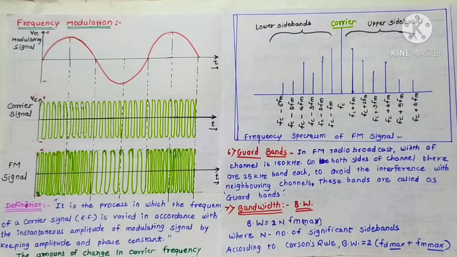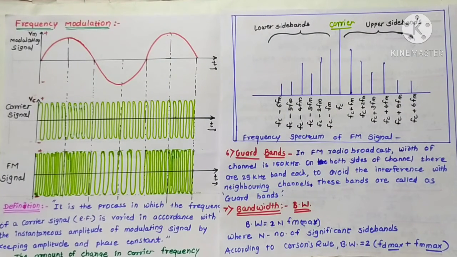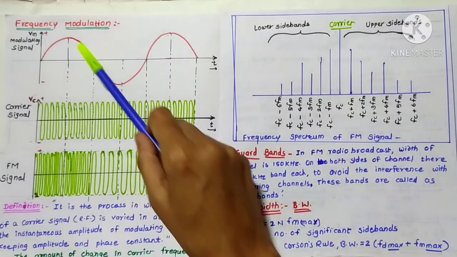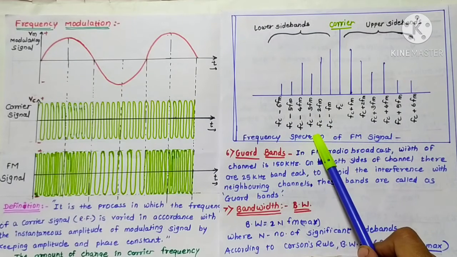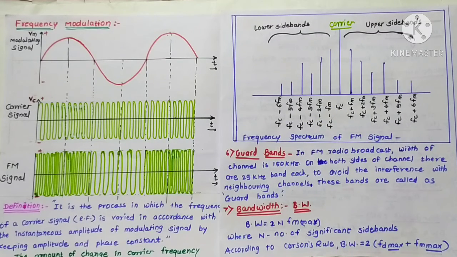Okay students? So students, remember all these terms related to frequency modulation. This is a diagram of frequency modulation and this is a frequency spectrum of FM signal. Okay? So remember, these are the two important terms, guard bands and bandwidth, related to frequency modulation.